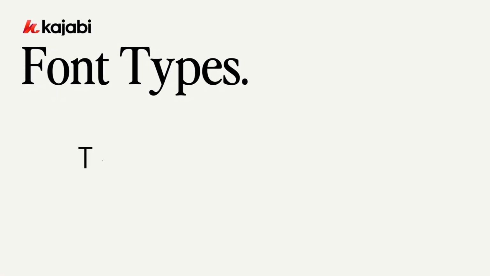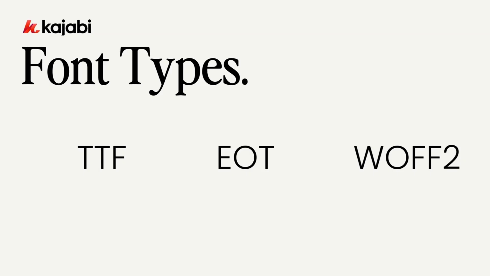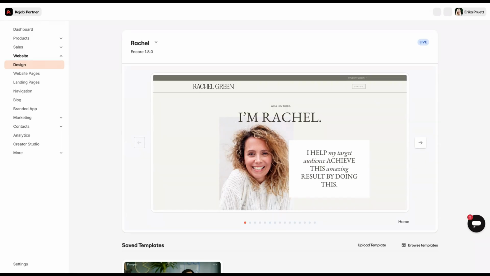So Kajabi says it takes TTF, EOT, and WOFF2. I'm not sure exactly how you pronounce that because that's honestly the first time I've actually said it out loud. I recommend using a WOFF2 file if you can get a hold of it, because that one is actually created for web. It's optimized for web, where a TTF or OTF is optimized for desktop usage. And so it's just going to be a compressed file, and it's going to help your loading speed of your website or landing page.